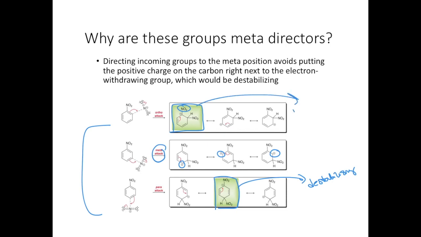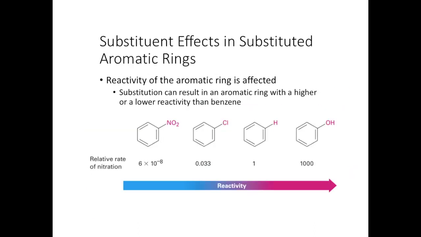So just like with the ortho-para example, we get the type of attack, ortho-para versus meta, that results in the most stable carbocation intermediates. What about the effects of these substituents on reactivity? Meaning, how fast would a benzene ring with a particular substituent react with an electrophile? So if we have benzene as our standard, our baseline, we call that 1. If we add an OH group to make a phenol, that's 1,000 times more reactive than just plain old benzene.